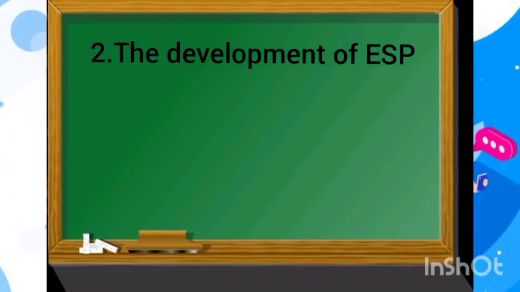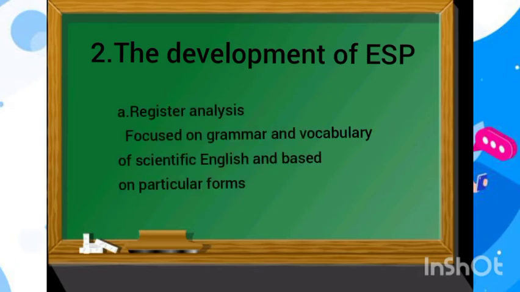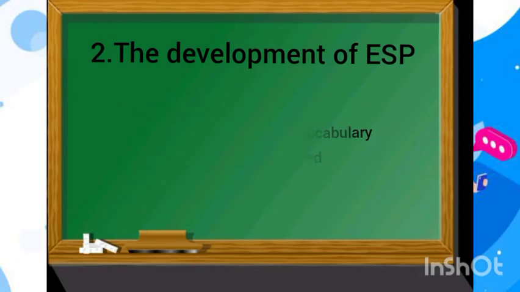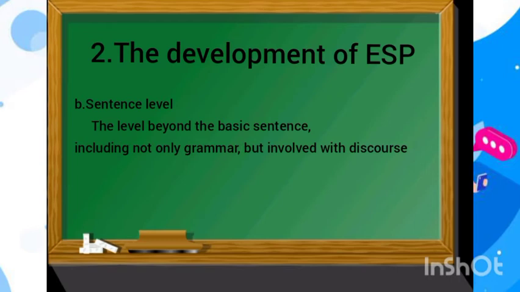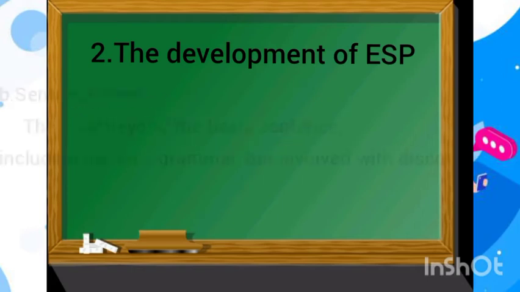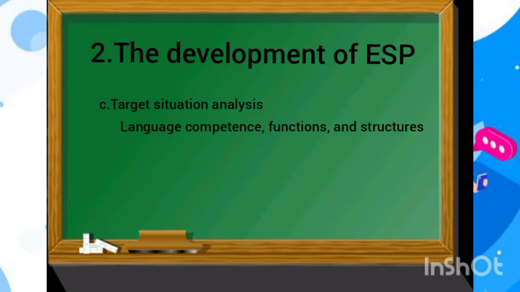The second material is the development of ESP. Part A. Register analysis. Focus on grammar and vocabulary of scientific English, based on particular forms. Part B. Sentence level. The level beyond the basic sentence, including not only grammar but also involving discourse. Part C. Target situation analysis. Language competence, function, and structure.